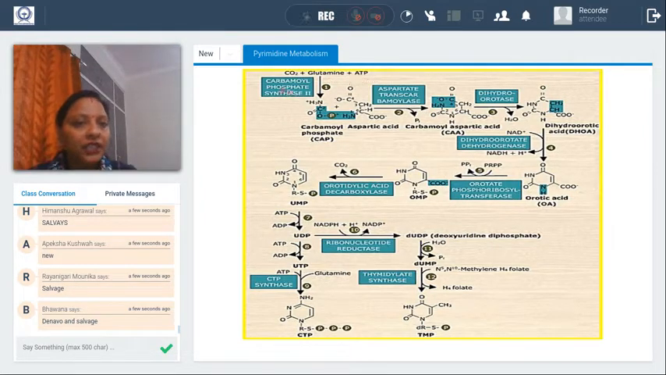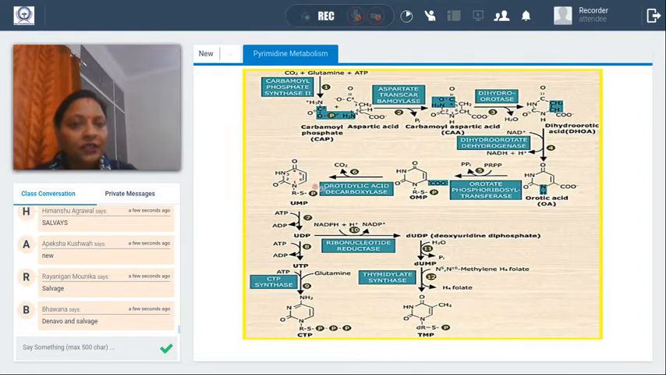In the first step, you can see here, CO2 combines with glutamine in the presence of ATP, and this enzyme is very important, carbamyl phosphate synthetase 2. You have to remember the word synthetase, carbamyl phosphate synthetase 2, because there is another enzyme which is also involved in urea synthesis, that is carbamyl phosphate synthetase 1. The major difference between first and second is their location. Carbamyl phosphate synthetase 1 is present in mitochondria, and carbamyl phosphate synthetase 2 is present in cytosol, or we can say it is cytosolic in nature.